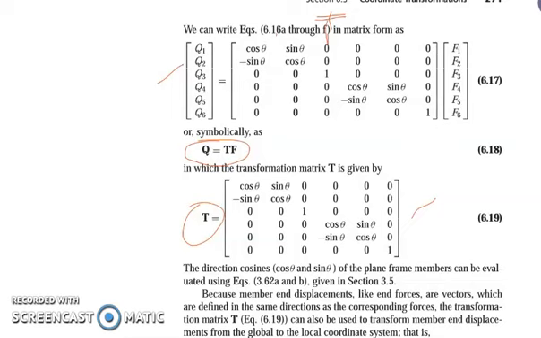To identify the values for cosine theta and sine theta, we use the same formula as in our plane truss. After you have identified the values for cosine theta and sine theta, you simply substitute them into this equation, then into our equation here, and then we can compute our member end forces as we transform them from the global to the local coordinate system.